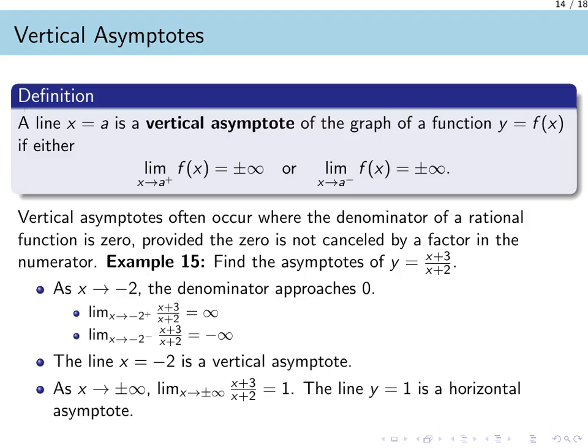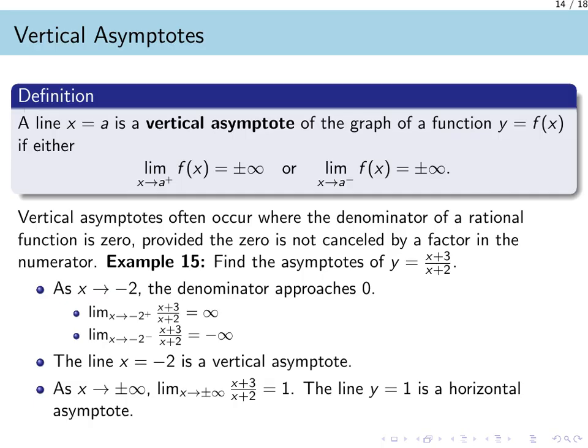Now let us explore vertical asymptotes, which are vertical lines that show us where a function's output grows infinitely large. A line, which we can call x equals a, is a vertical asymptote if, as your input x gets closer to the value a from either the left or the right, the function's output shoots up to positive infinity or down to negative infinity. For rational functions, a great place to look for one is where the denominator becomes 0, as long as the numerator does not also become 0 there.